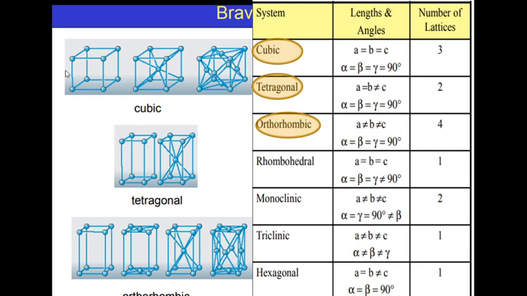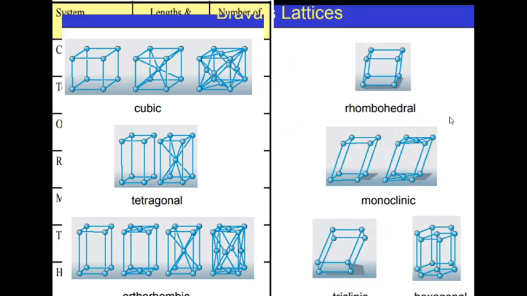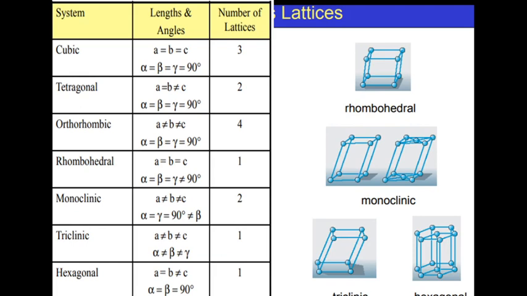I have shown this 3-1, that is cubic, tetragonal and orthorhombic, where the cubic has 3 possibilities of the Bravais lattice. The tetragonal has 2, one simple and one body centered, and orthorhombic has 4 possibilities. Now let's look at the right hand side of your Bravais lattice picture. Rhombohedral has only one possibility, just a simple. Monoclinic has 2 possibilities, one simple monoclinic and another top and bottom centered monoclinic, and triclinic again has a simple, so 1 option, and hexagonal also has 1 option.